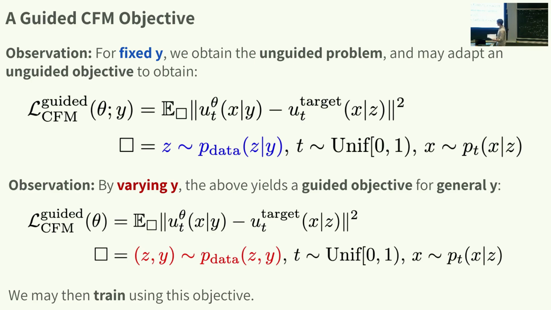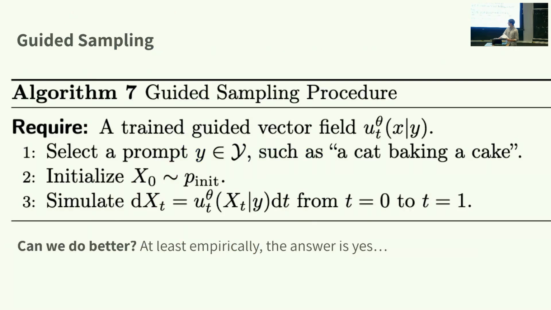So what can we do with this? We can use this to train our guided vector field, ut theta x, y. And then we can sample. And the sampling is, again, not very different than how we did it in the unguided setting. So what are we doing? What do we need? We need a trained guided vector field, this guy, ut theta of x, guided by y, or conditioned on y. And then when we sample, we select a prompt y. Again, y lives in this mathcal Y world of y's. And this could be something like a cat baking a cake. It could be the digit 1, as we'll see in the lab. It could be anything that makes sense.